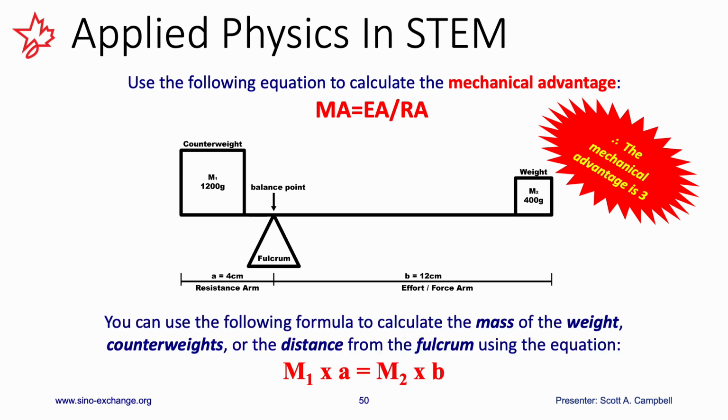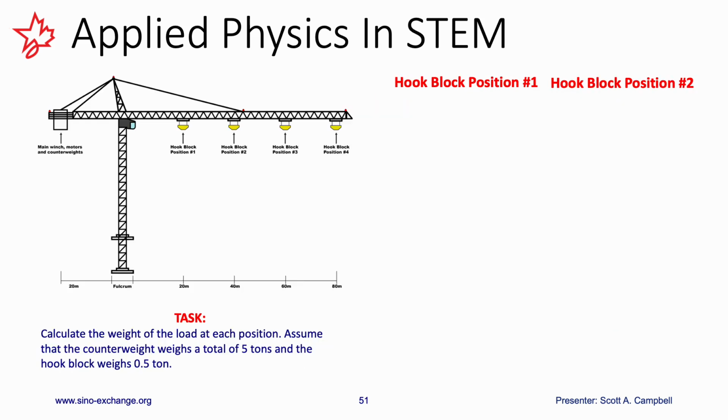However, a slightly more sophisticated version of this formula is needed for our calculations. Using the equation m1 times a equals m2 times b, we're able to calculate the maximum safe load that can be lifted by a crane at any point along its jib. The first thing that we'll need to do is to plug in our known variables.